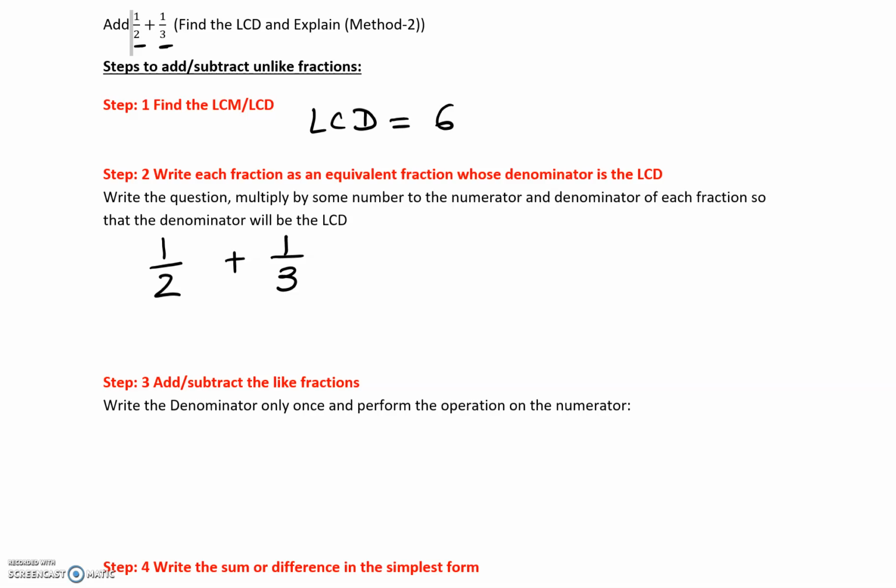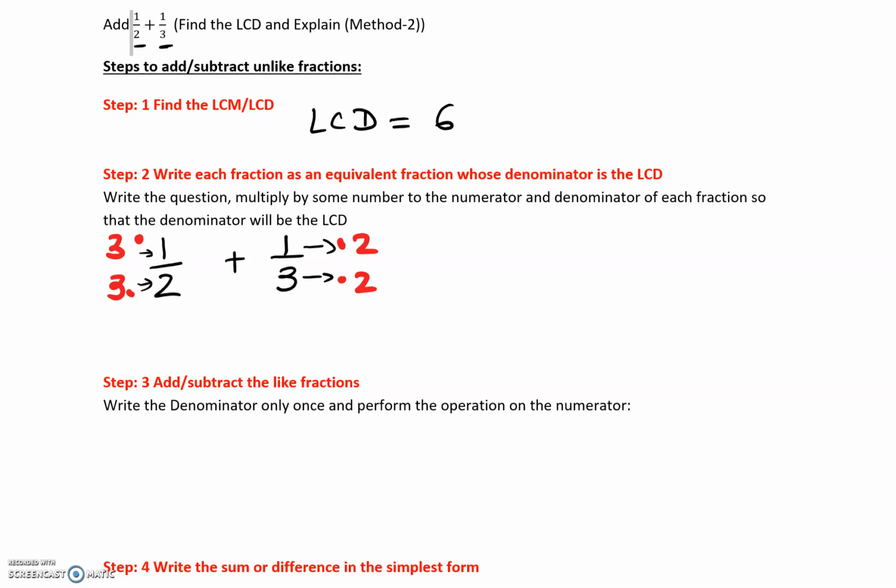and then I multiply the numerator and the denominator of each fraction by some number. So my denominator will be the LCD, which is 6. So in our case, we have to multiply here by 3 to the top and the bottom. And here we have to multiply by 2 to the top and the bottom.